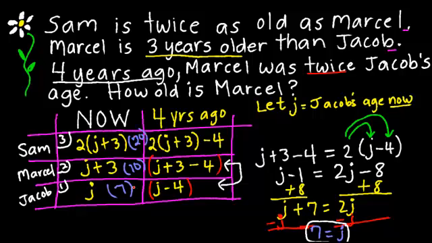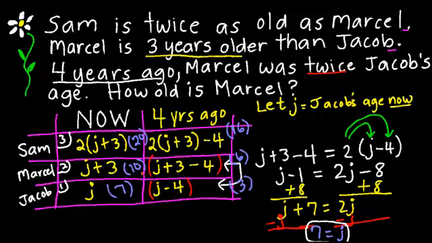4 years ago, all I have to do is subtract 4 from each of these numbers. I would have Sam at 16, and Marcel would be 10 minus 4, or 6. And Jacob would be 7 minus 4, or 3. Now, reading the problem, does this all make sense? Sam is twice as old as Marcel. Yeah, he's 20, Marcel's 10.